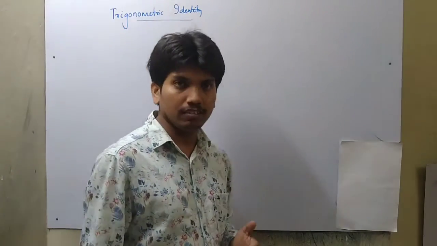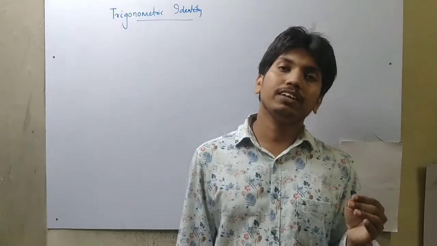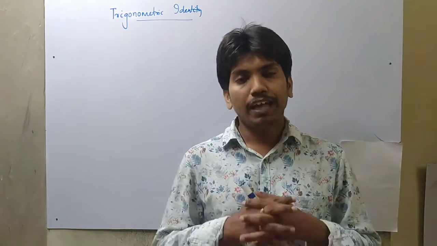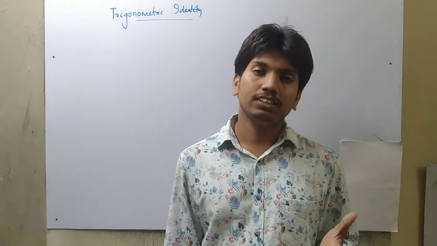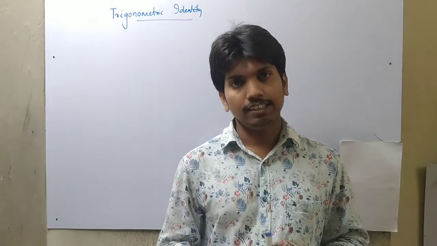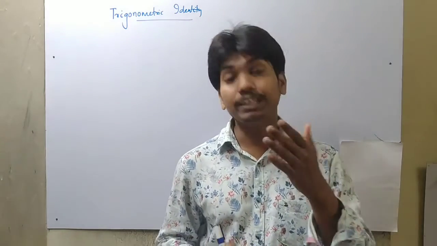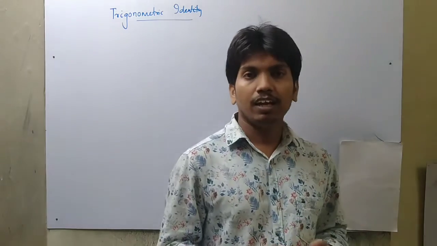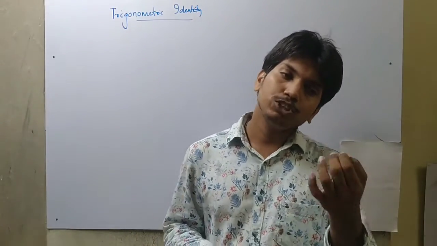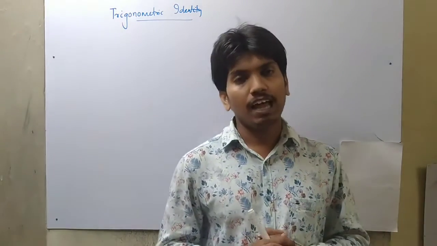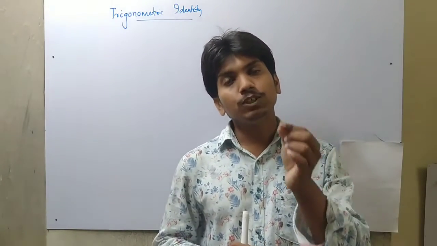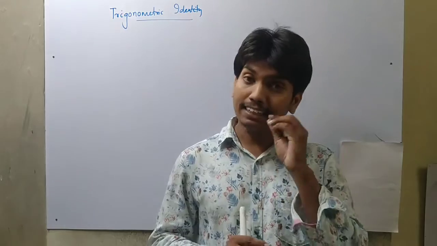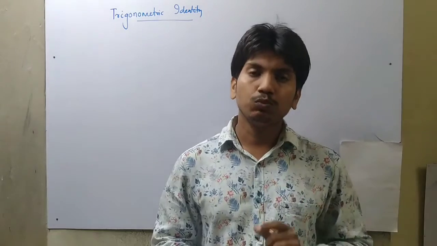The equation involving trigonometric ratios of an angle is called trigonometric identity. That means any equation in which trigonometric ratios of an angle are involved is called a trigonometric identity, and the ratios are of one angle only.